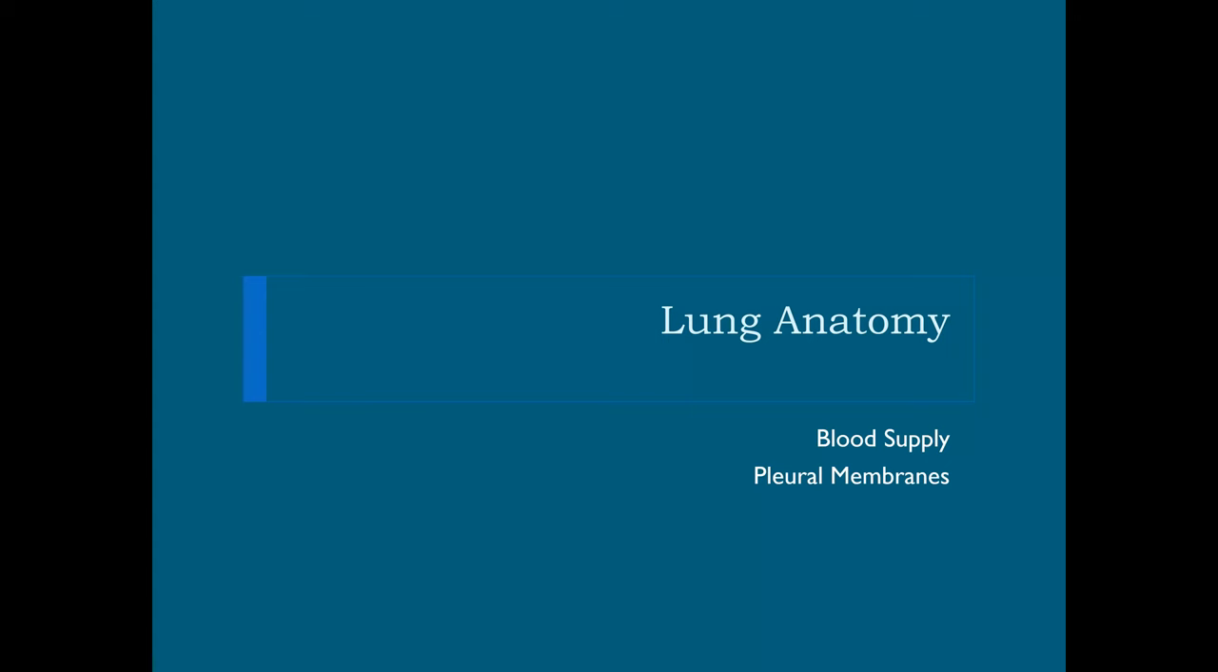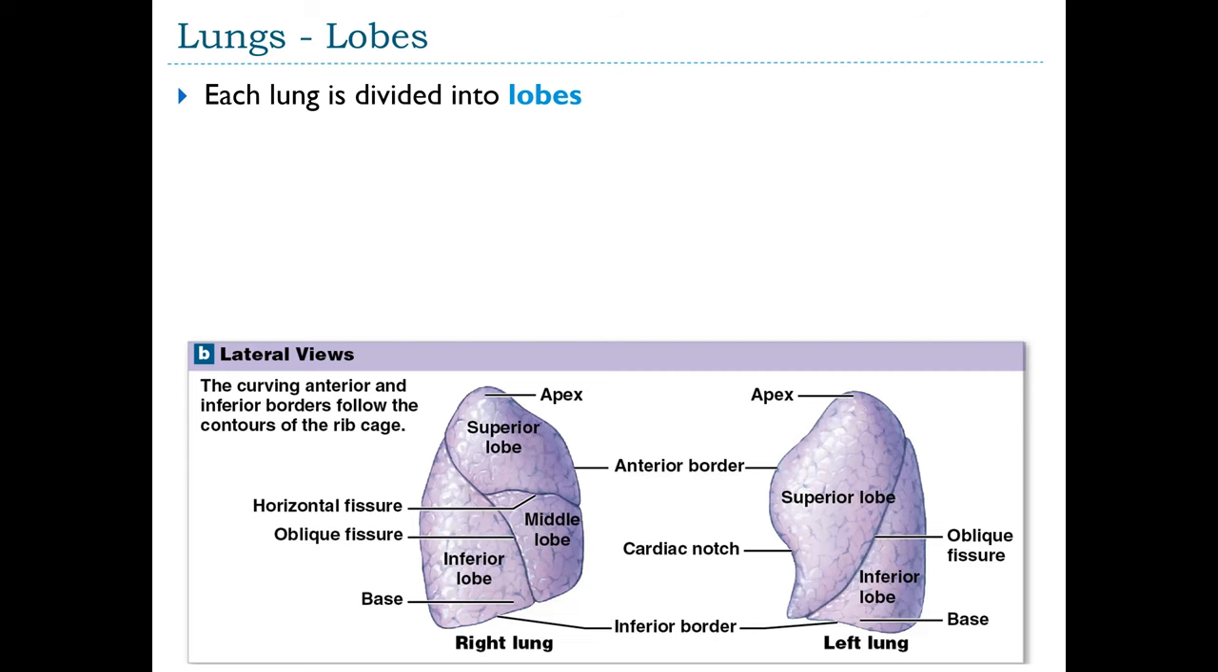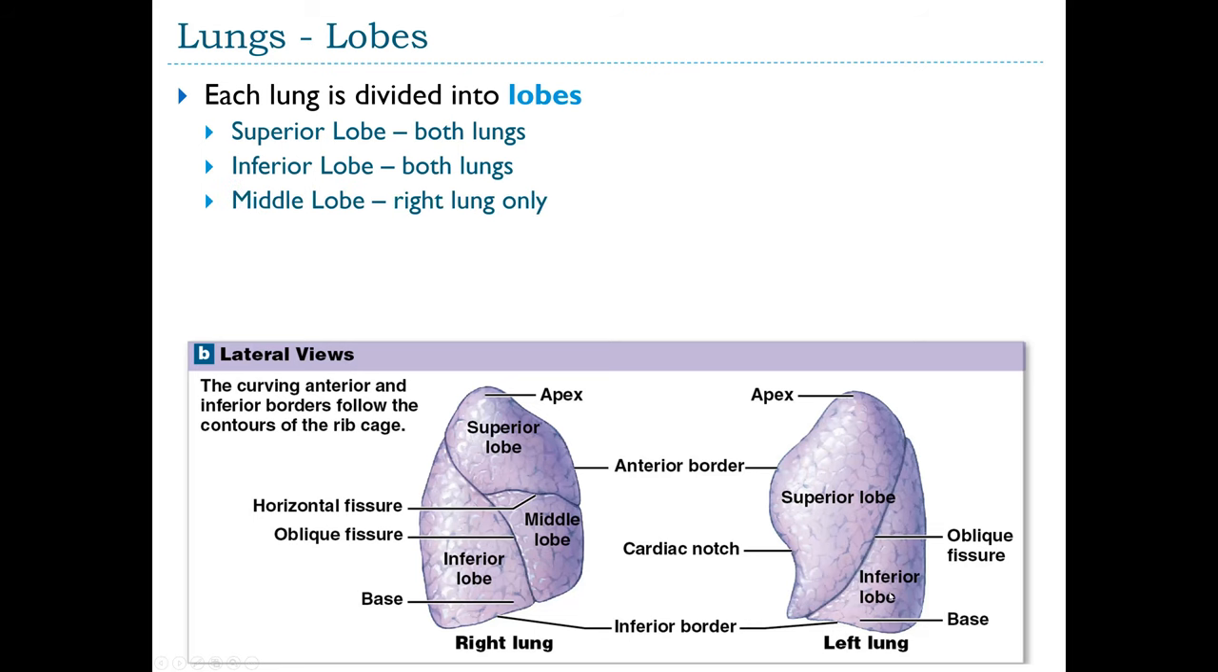So now we'll look at the lung anatomy, including the blood supply and the pleural membranes. So each lung is divided into lobes. Both lungs have a superior lobe at the top. Both lungs have an inferior lobe at the bottom. The right lung has a middle lobe, and it is the only lung that has a middle lobe. So the right lung has a total of three lobes. The left lung has two lobes.